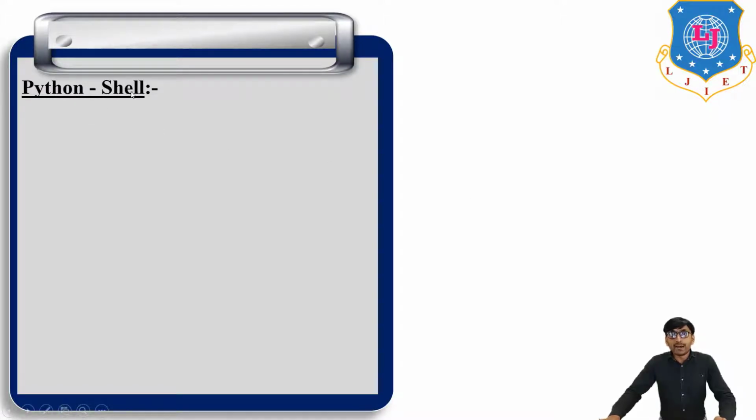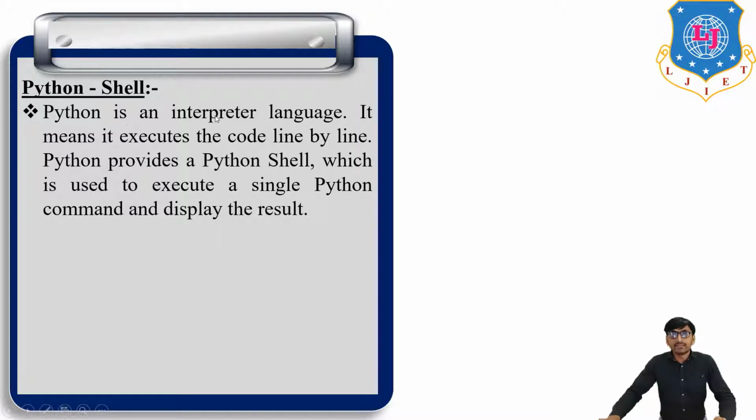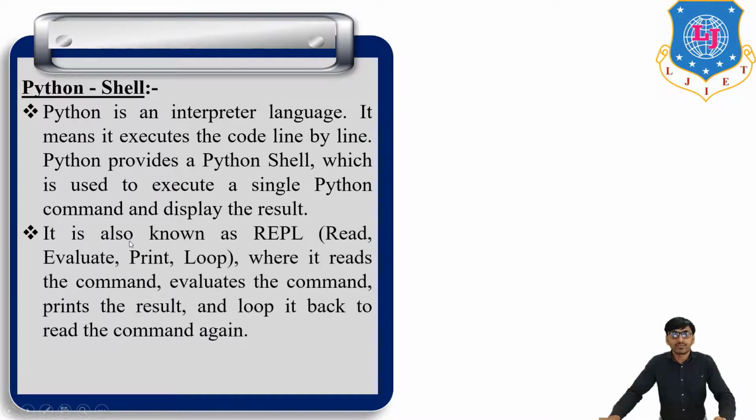So first one, Python shell. Python is an interpreter language. It means it executes the code line by line. Python provides a Python shell which is used to execute a single Python command and display the result. It is also known as REPL. REPL means read, evaluate, print and loop. REPL reads the command, evaluates the command, prints the result and loops back to read the command again.